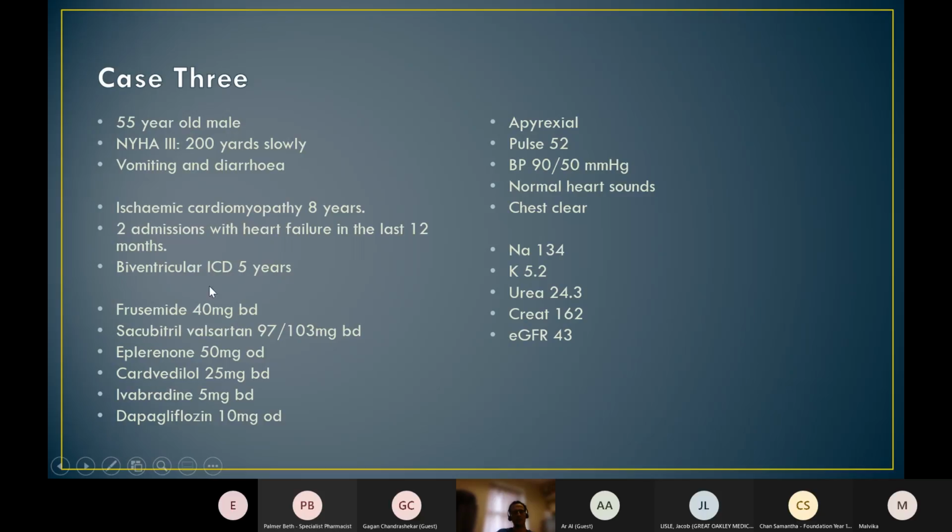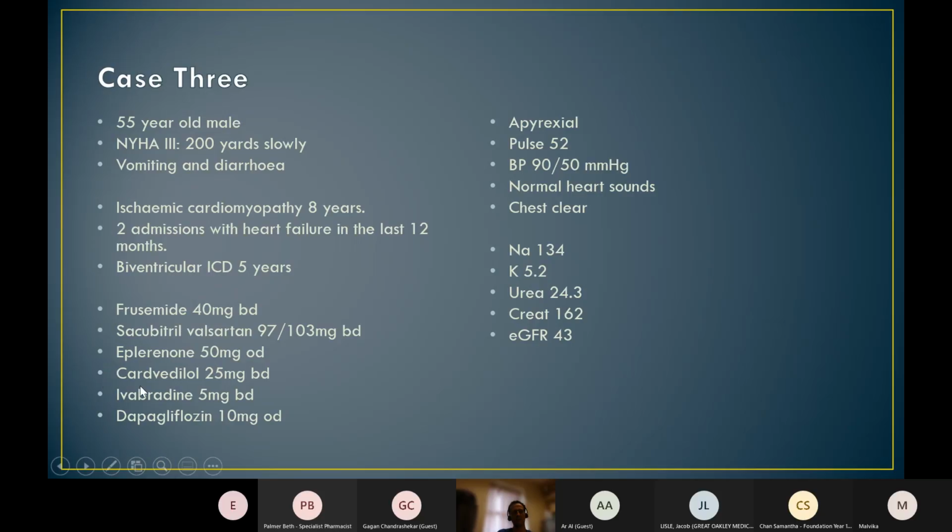He's got a biventricular ICD in, which he's had for 5 years, and he's on really excellent heart failure medications, including a bit of diuretic, sacubitril valsartan, this medication which combines the thing that blocks breakdown of natriuretic peptides, sacubitril, with valsartan, which is an angiotensin receptor blocker, so it addresses the RAS system. And that's the top dose, so excellent drug, good dose. Eplerenone, which is like spironolactone, that's the mineralocorticoid receptor antagonist, at a very good dose.